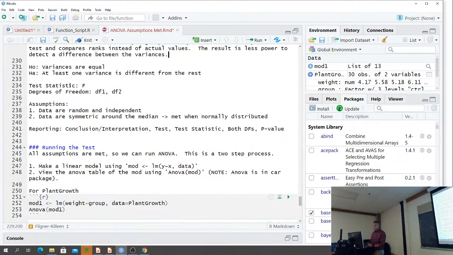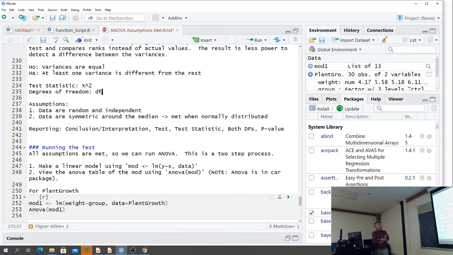So our null and alternate are the same. Our test statistic is a chi-square. It's going to be a chi-square test because it's going to generate observed and then generate expected chi-square values.